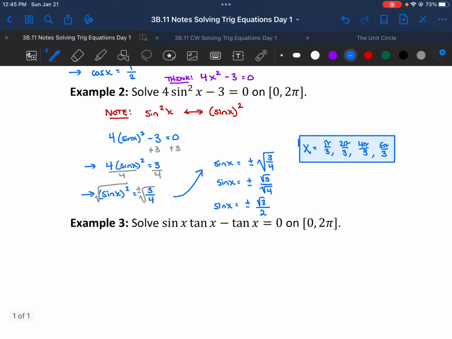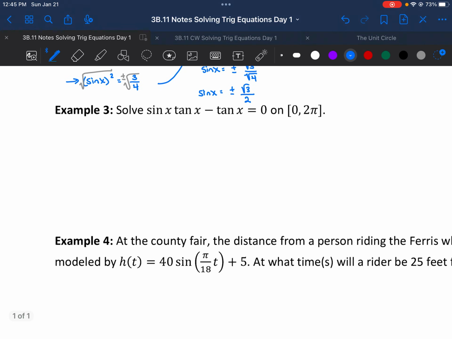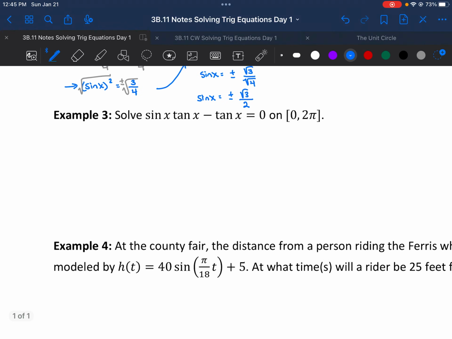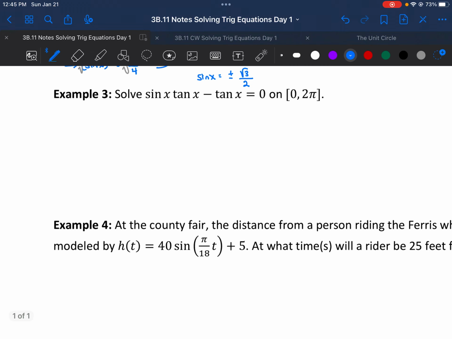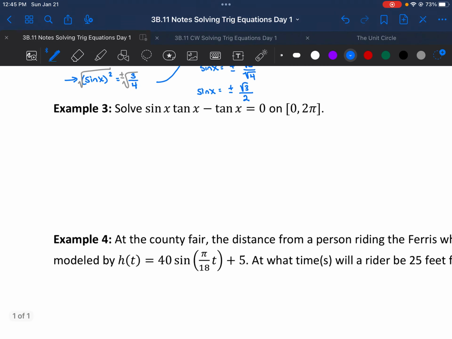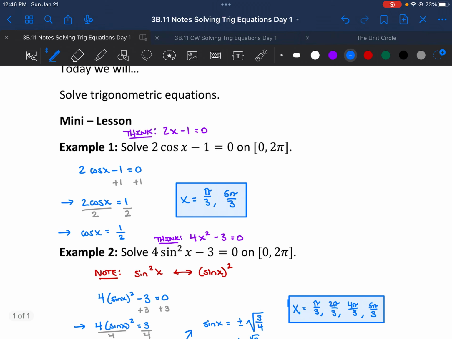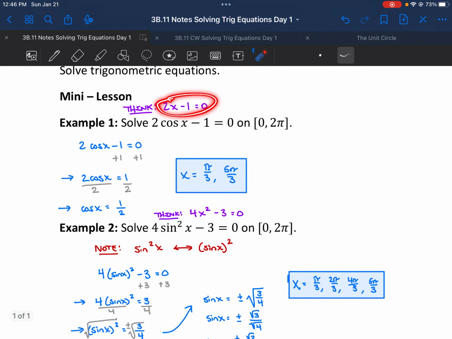All right, final example in the notes. Actually, not final example, 2 more examples. So second to last example. Now we want to solve sine x times tangent x minus tangent x equals 0, again on the interval from 0 to 2 pi. So this one, a little bit different. Up here, there was only one trig function to isolate.